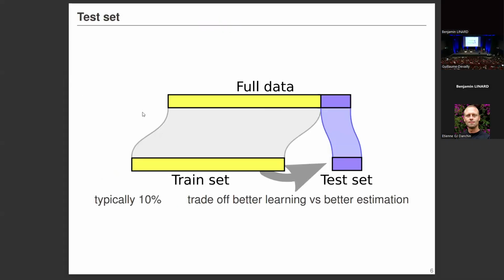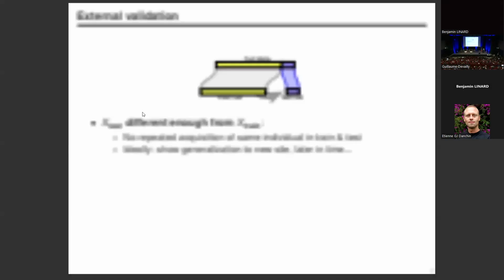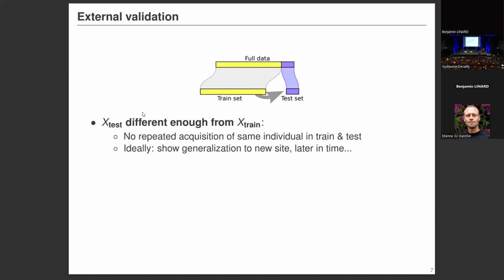The way we do it, which is now very well known, is we take our data and split it into a training set and a test set. A test set that is typically 10% of your data. And of course, there's this whole trade-off between better learning versus better estimation. This test set is meant to be making what we call external validation in some fields of research. In psychology, it's something that is quite well known. So the goal is to have something that is as close as possible to whatever you're going to apply your machine learning algorithm to.